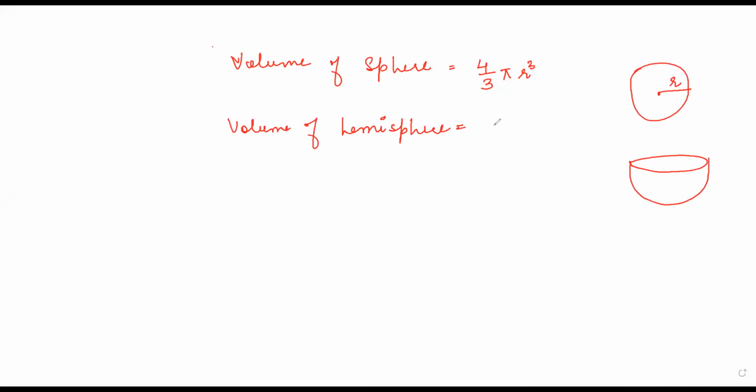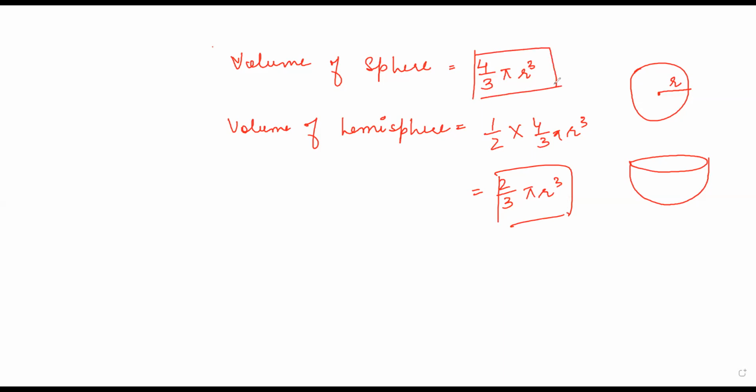Yes, ma'am. So that means half of this volume, 4 upon 3 pi r cube. If you divide it by 2, it will become 2 upon 3 pi r cube. So this is for the hemisphere and this is for the sphere. So at least you can remember this one, and for the hemisphere you can just halve it. Okay. So let's start with the exercise now.